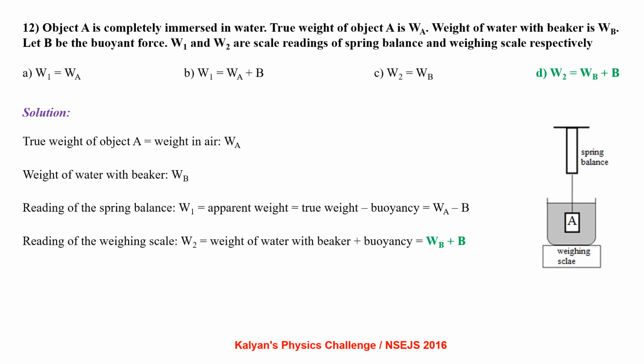Then the relation between W1, W2 and WA, WB would be as follows. True weight of the object A, that is weight in air, is WA. Weight of water with beaker is WB. Reading of the spring balance, that is W1, is the apparent weight, that is true weight minus buoyancy force, that is WA minus B. Reading of the weighing scale, W2, is equal to weight of water with beaker plus buoyancy force. So we get W2 equal to WB plus B.